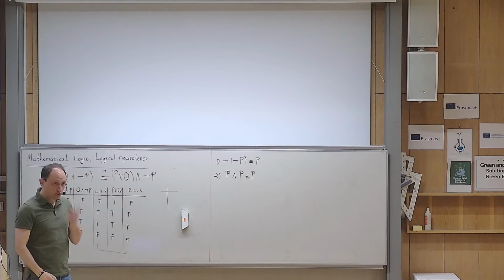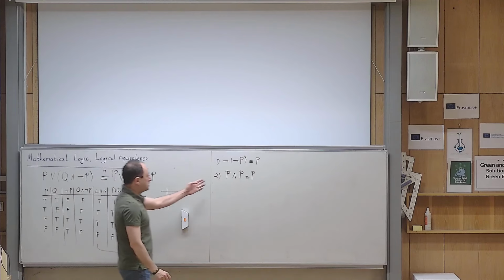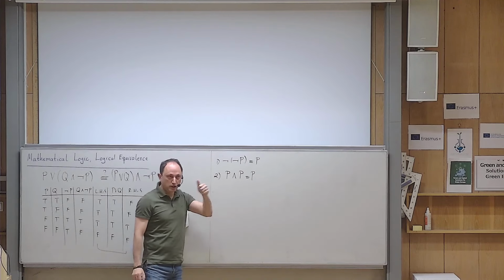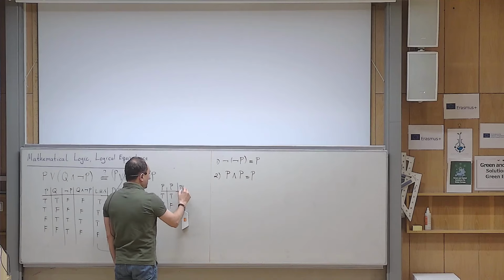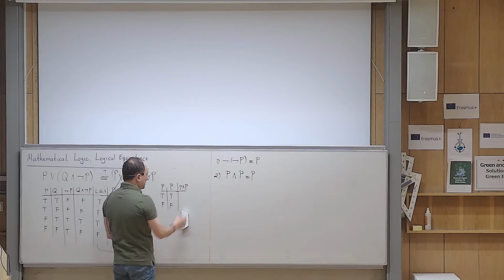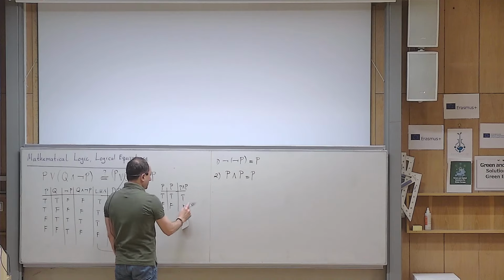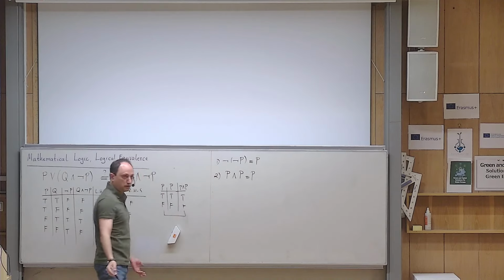No, two, because I have one atomic proposition. So 2 to the power 1, 2 rows. So it means that I have P, T and F. Okay, so P again is T and F. And then of course P and P becomes what? T, T, T, F, F, F. And then you compare this one with that one, they are identical.